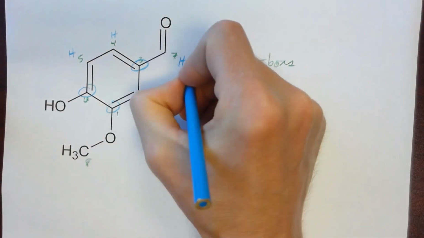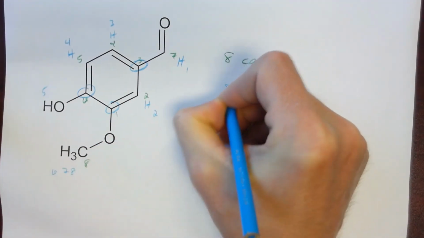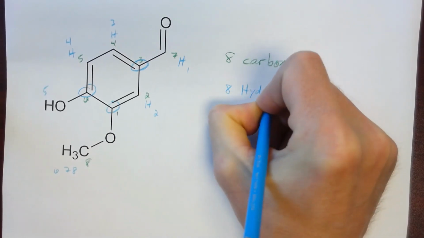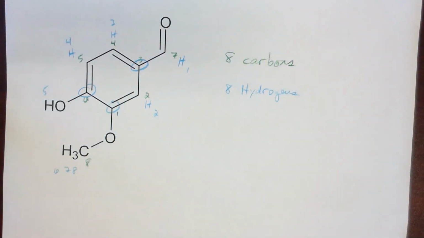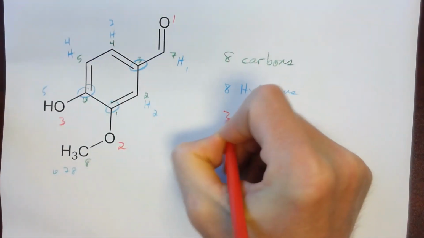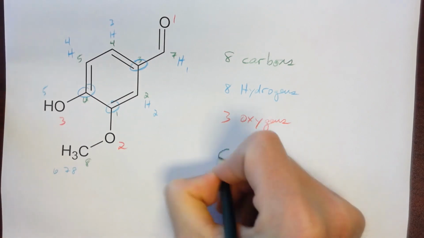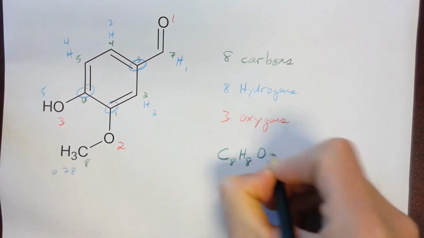The aldehyde carbon here has only 3 bonds, so there is 1 hydrogen there, and the terminal carbon has 1 bond, so it has 3 hydrogens, and there is 1 hydrogen bonded to an oxygen for a total of 8 hydrogens. Finally, there are 3 oxygen atoms, so the formula is C8H8O3.